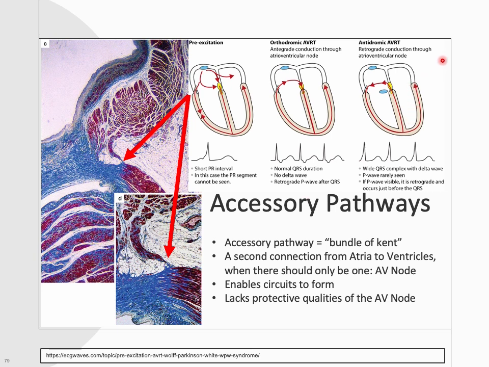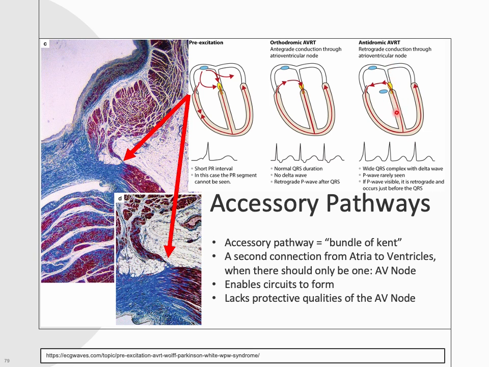You may have heard of this as atrioventricular reentry tachycardia, or AVRT. And that's illustrated here in these two pictures. So essentially, it's an endless loop going down one and up the other, or the other way around. In orthodromic AVRT, it goes the correct way through the AV node. In antidromic AVRT, it goes the wrong way through the AV node.